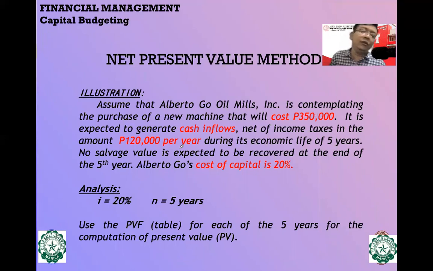Assuming that Albert Go Company is contemplating to purchase a new machine that will cost 350. It is expected to generate cash inflows net of income taxes amounting to 120 per year during the economic life of 5 years. No salvage value is expected to be recovered in 5 years. Albert Go's cost of capital is 20%. So, 20% and 5 years.